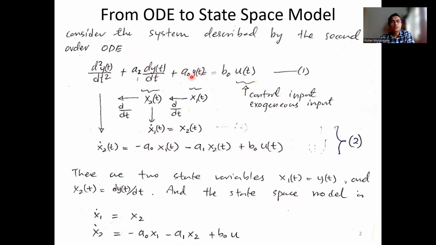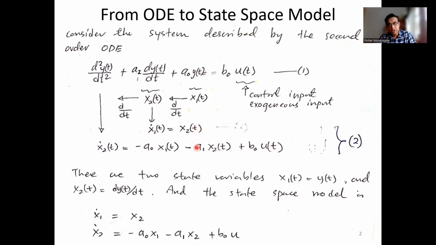This one, a0 y(t), goes to the right-hand side as minus a0 x1(t), because this is x1. And the other term, a1 dy(t)/dt, goes to the right-hand side as minus a1 x2. This is 1, not 2. Then there's this term on the right-hand side, b0 u(t).